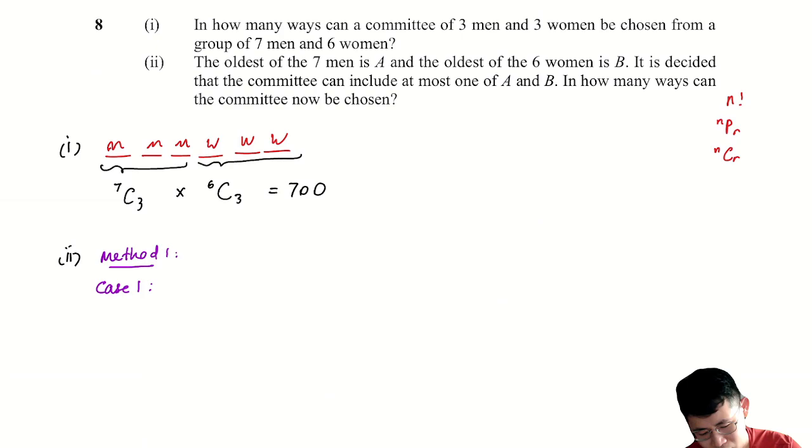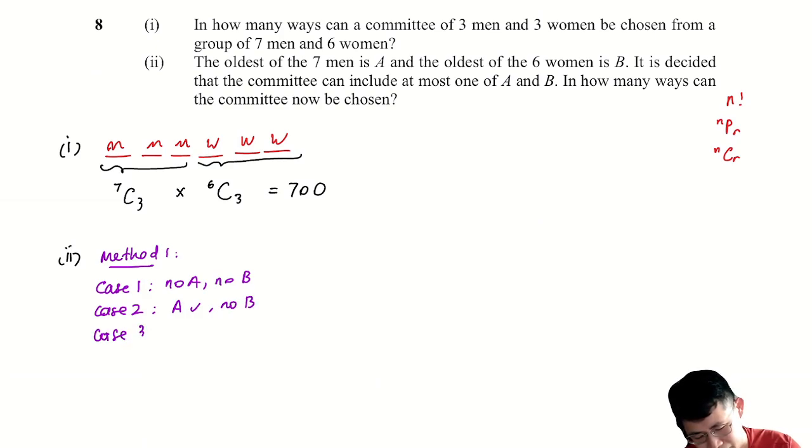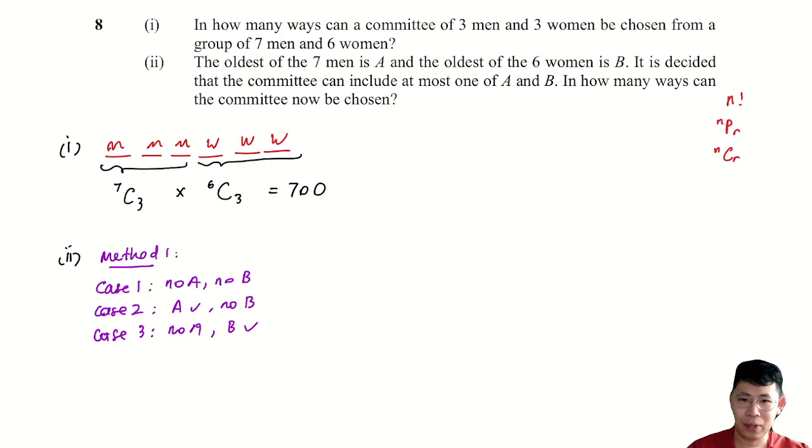Case 1 would be no A and no B. Case 2 would be the case with A and no B. Case 3 would be no A, but we have B. Then we calculate based on how many ways there are in each case and add them one by one. So this is method 1. But as you can see, method 1 makes use of many cases, so let's think of another way. Is there an easier way to do this? Let's take a look at method 2.